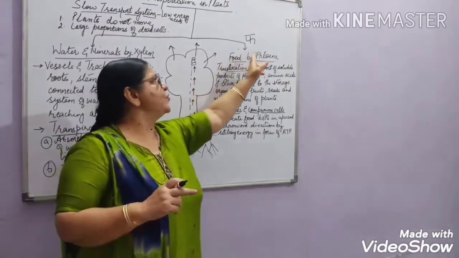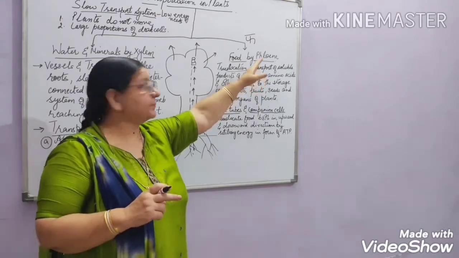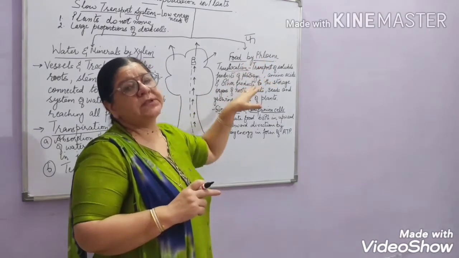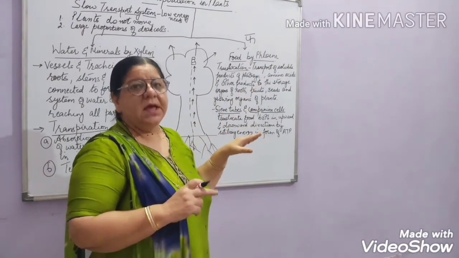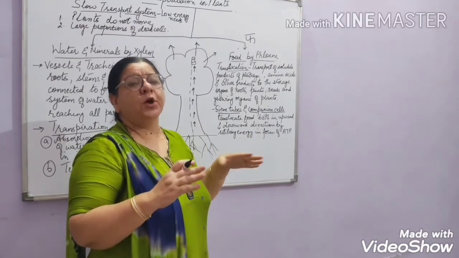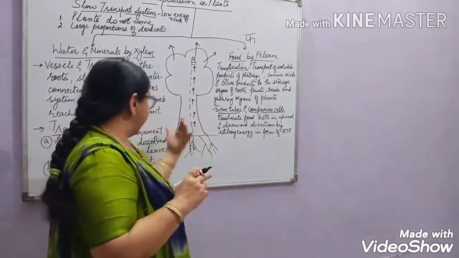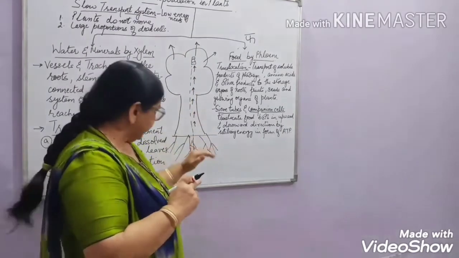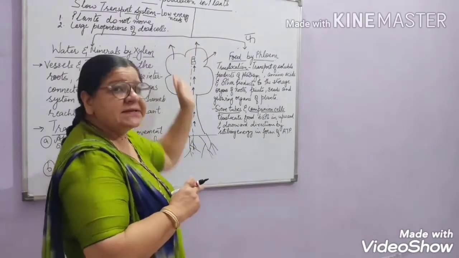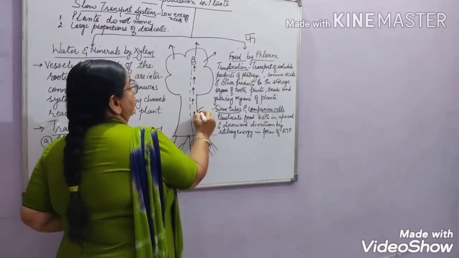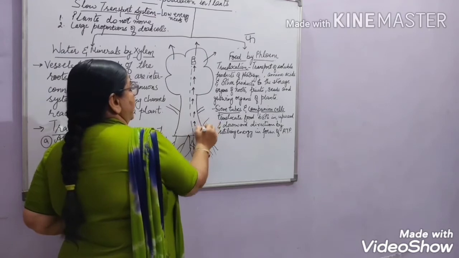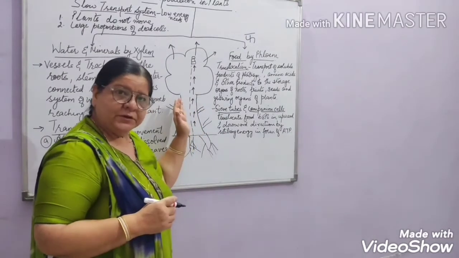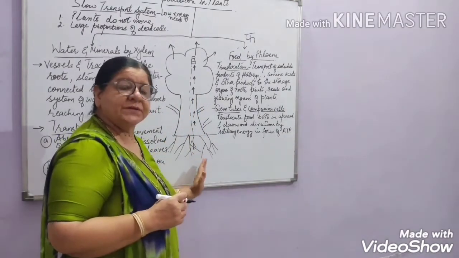Next is how the food is carried by phloem. Now, food is prepared in the leaves during the process of photosynthesis. Now, this food has to be transported to all parts of the plant. In xylem, this is always unidirectional. The movement of water is unidirectional, that is going from the roots to the leaves. It is never backwards. But if there are certain branches in the tree like this, and there also the leaves are present, what will happen? The water will go in those leaves also. But never backwards, that is towards the roots.